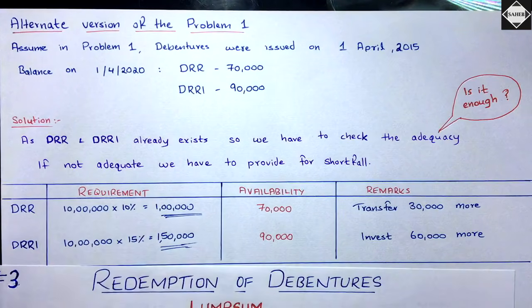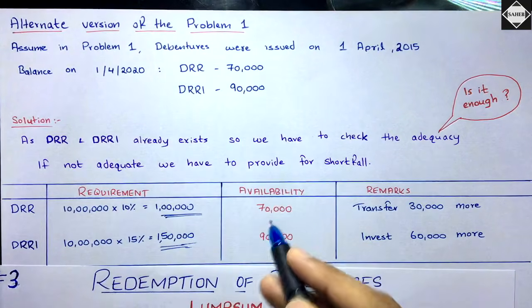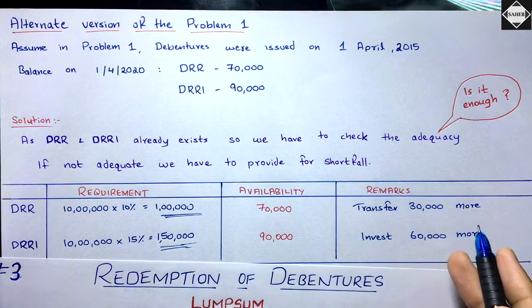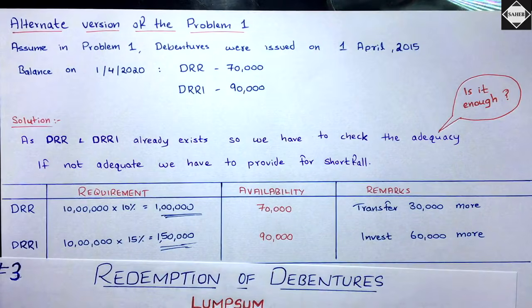So 1 lakh and 1,50,000 is the compliance. This is the requirement according to the law. And what do we have right now in the balance sheet? The question says we have 70,000 of DRR and 90,000 of DRRI investment. So what we're going to do, simple, transfer 30,000 more from the profit and loss so that we can comply with the law and make it 1 lakh DRR, and invest 60,000 more so that it becomes 1,50,000 and we can comply with the law. That's what you have to do.